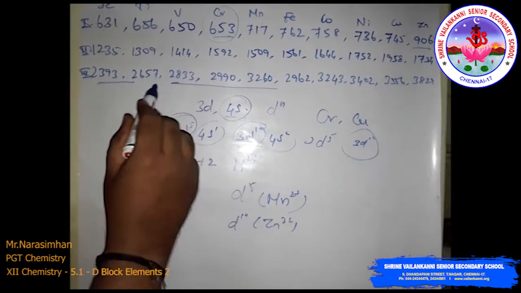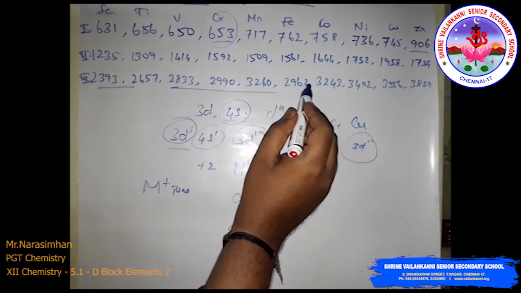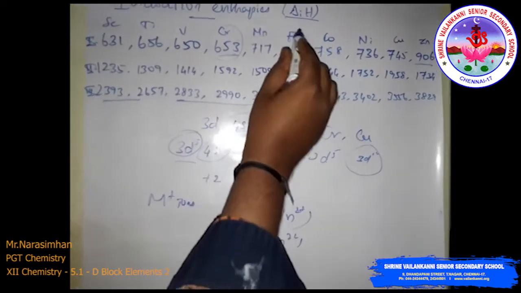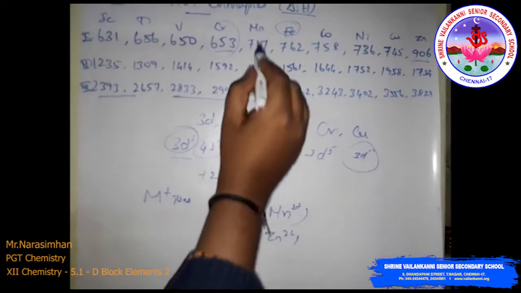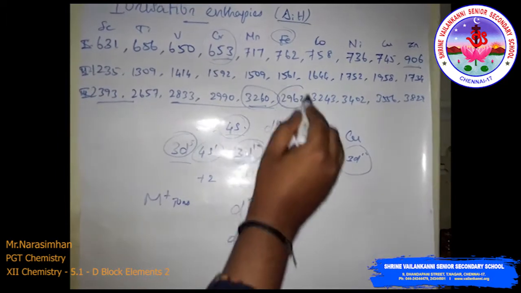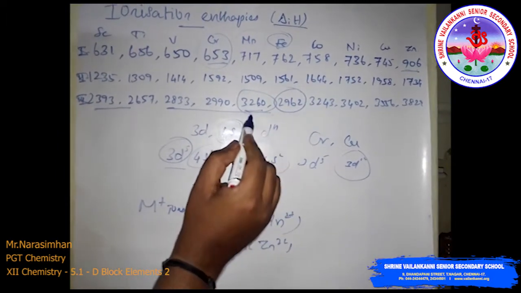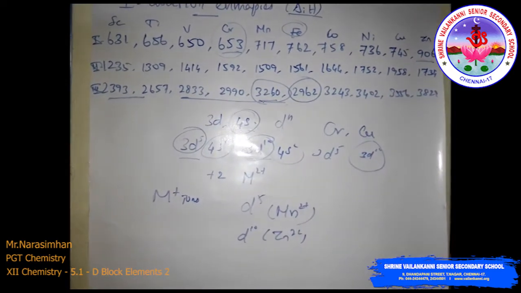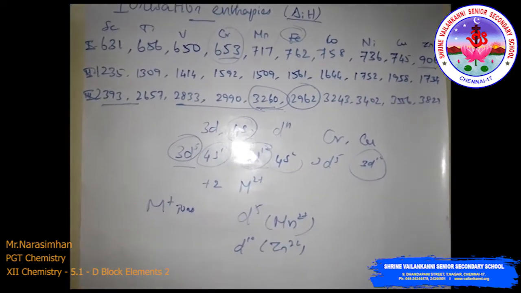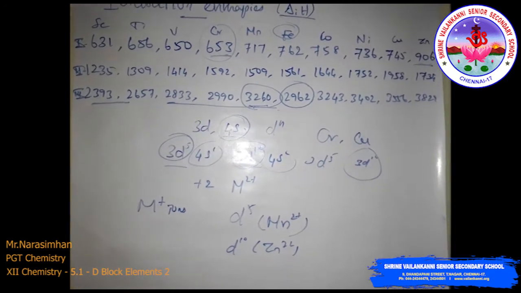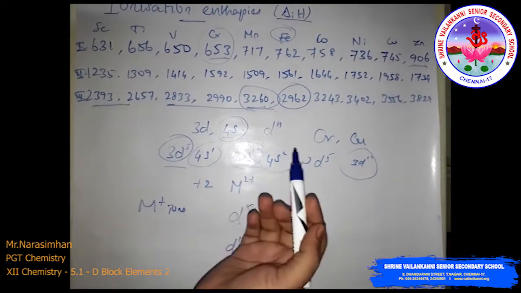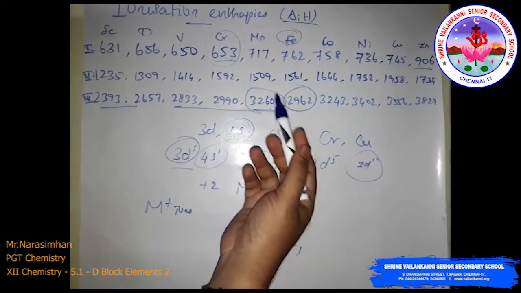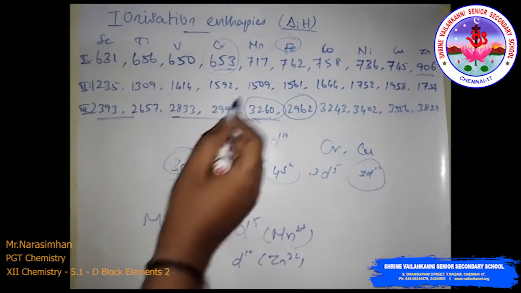In general, the third ionization enthalpies are quite high, and there is a break between the values of manganese and Fe2+. Look at here, manganese is high, this is 3000 something, this is 2000 something. This is the high value for the third ionization enthalpy of the 3d series, that is copper, nickel, zinc, which indicates the difficulty of obtaining an oxidation state greater than two for these elements.